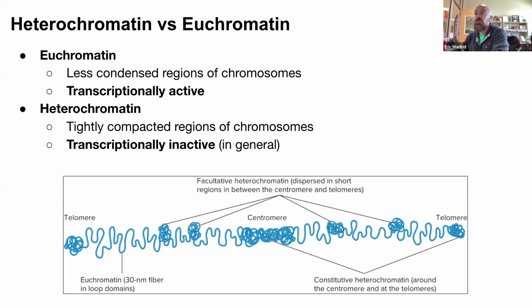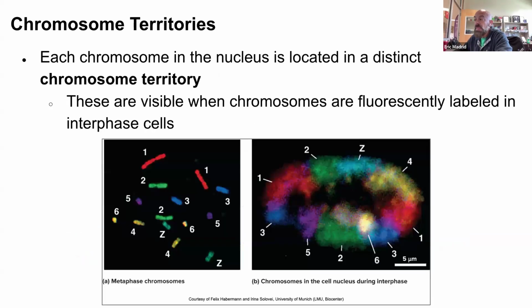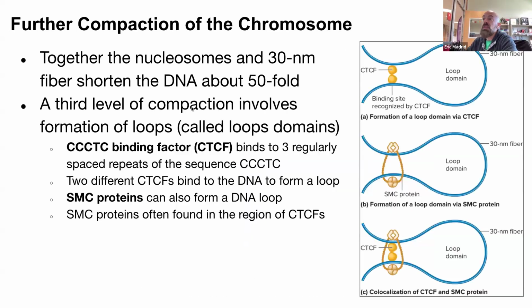So heterochromatin in general, we say, is transcriptionally inactive. It's just not full of genes. But the euchromatin areas are transcriptionally active areas. These are areas where you do produce genes. There are coding regions within euchromatin areas. And so that is going to be the difference between heterochromatin and euchromatin: do you make these loop domains or not?